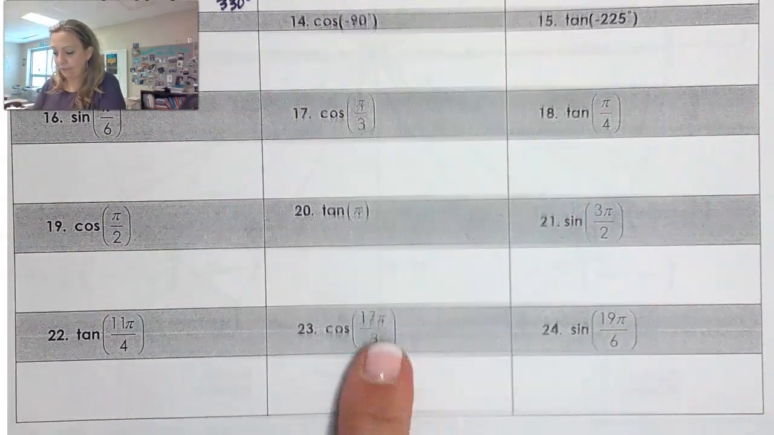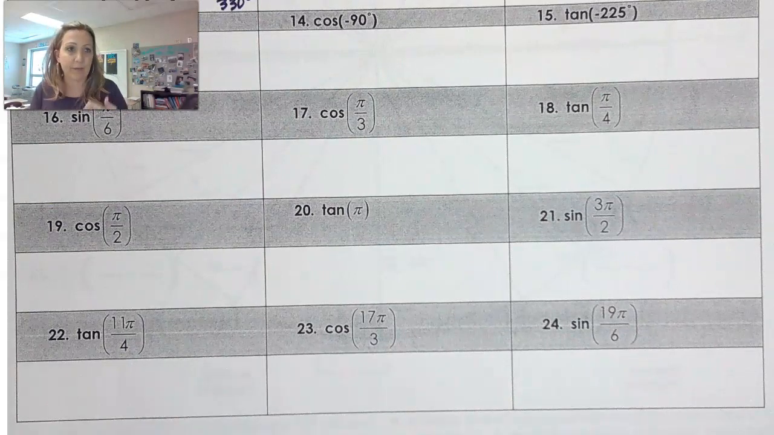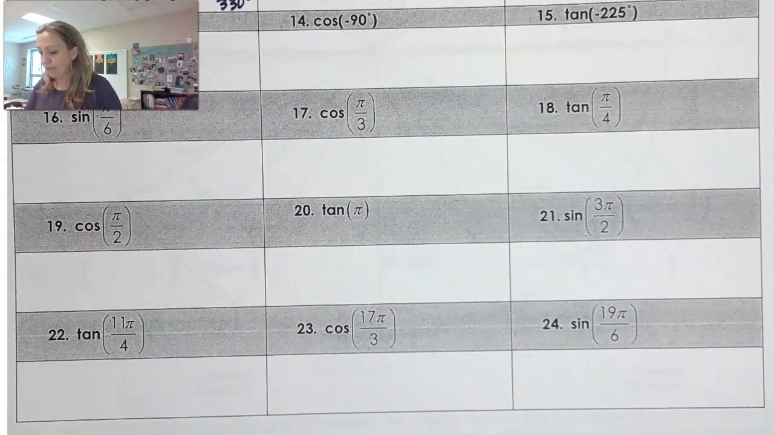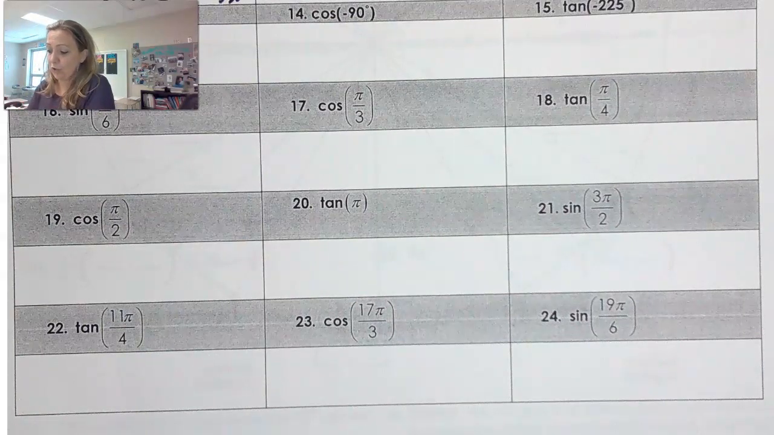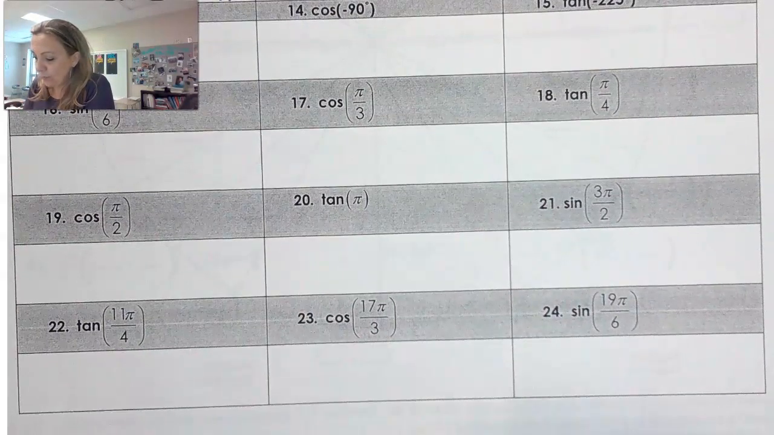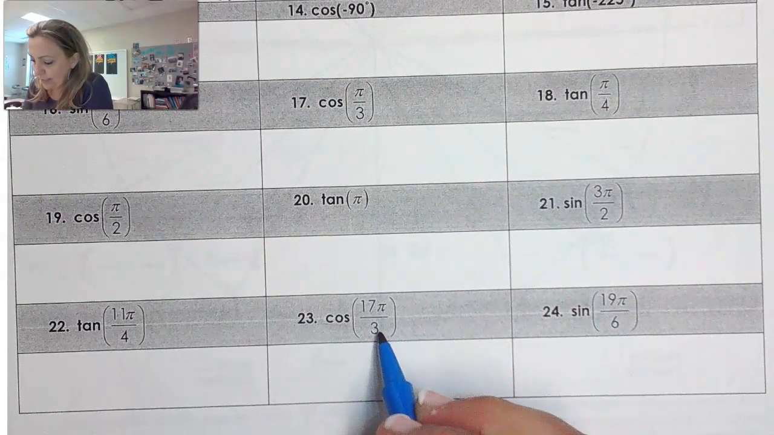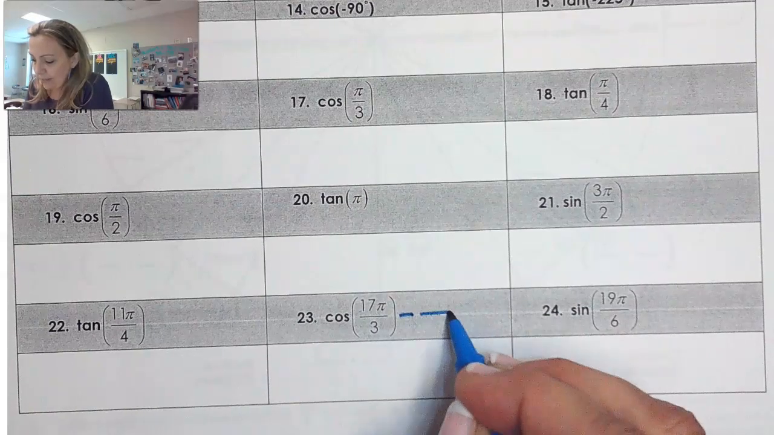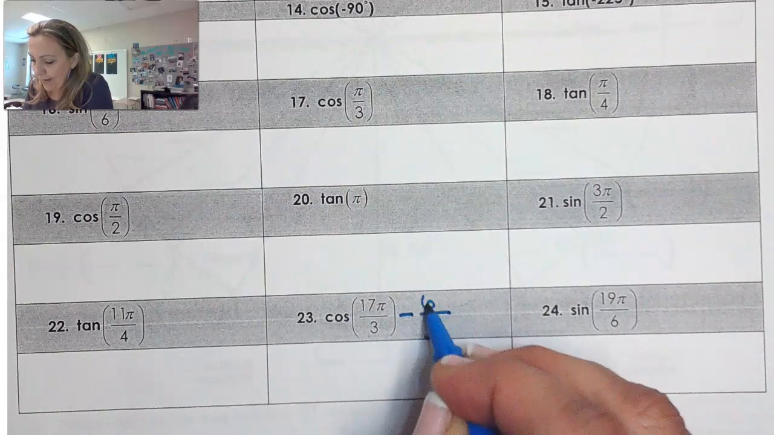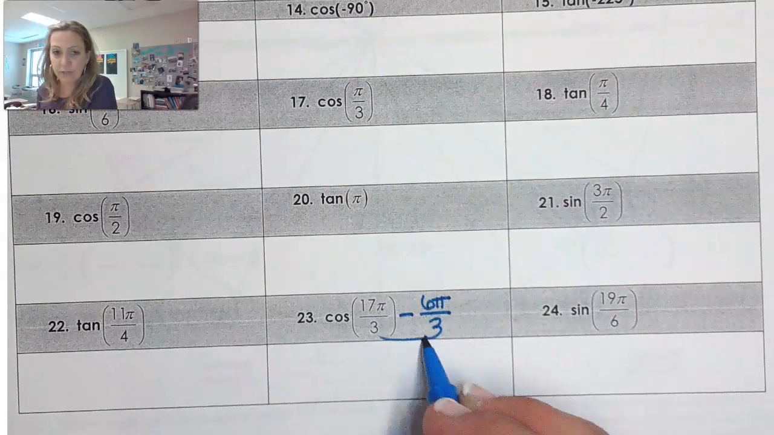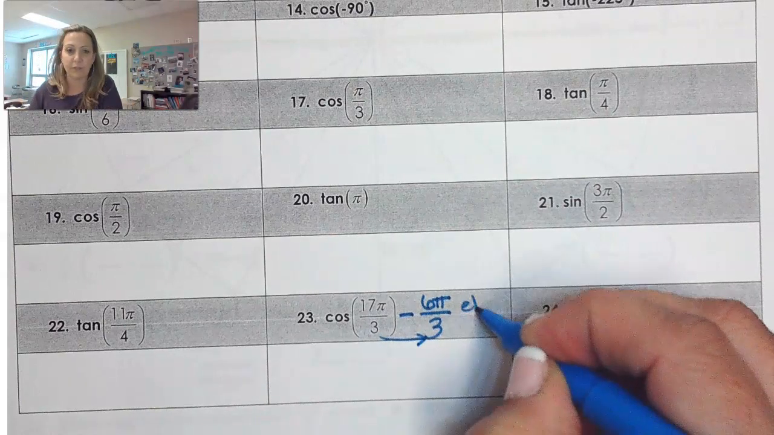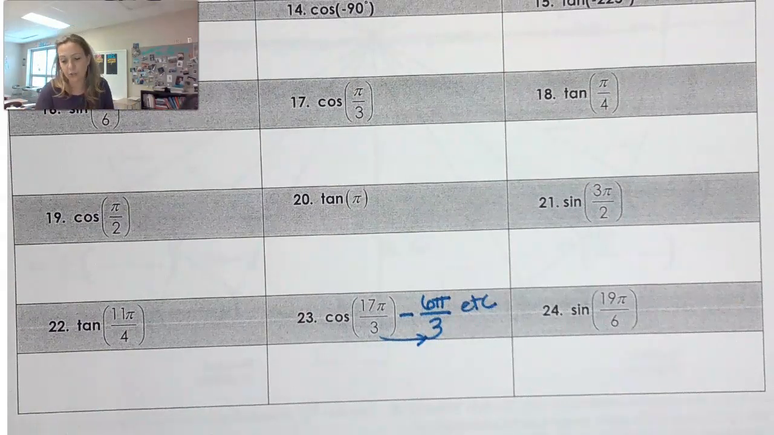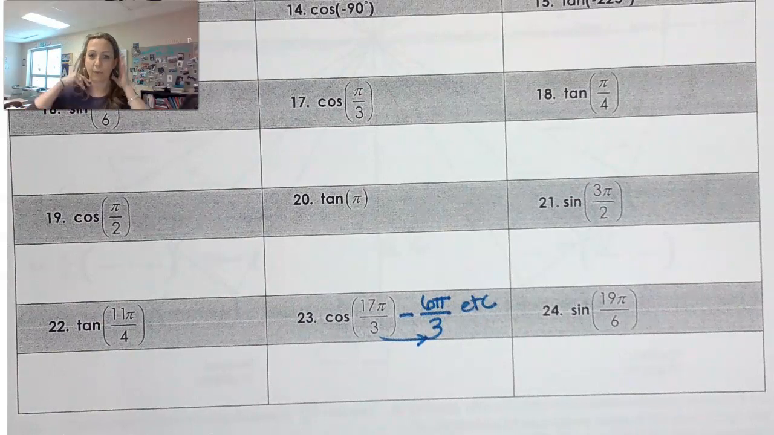That being said, remember, if you have something like 17 pi thirds, that's not on the unit circle, that's too big. So we're going to subtract 2 pi. We want it with a matching denominator, so you would keep subtracting 6 pi thirds, etcetera, which means keep going until you get something you see on that unit circle.